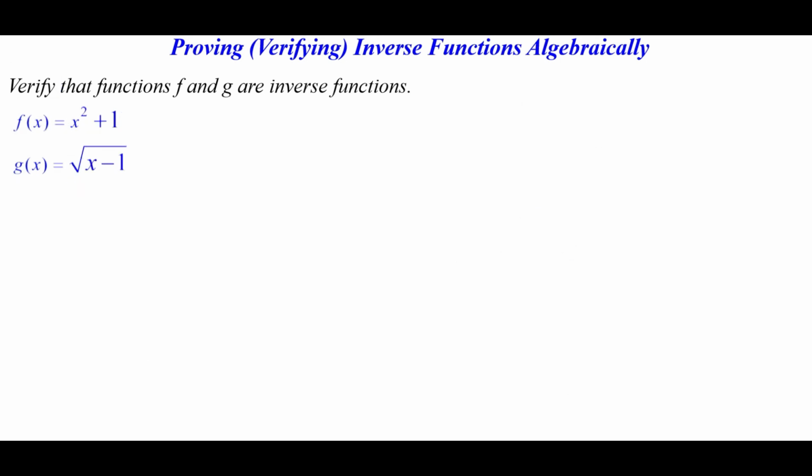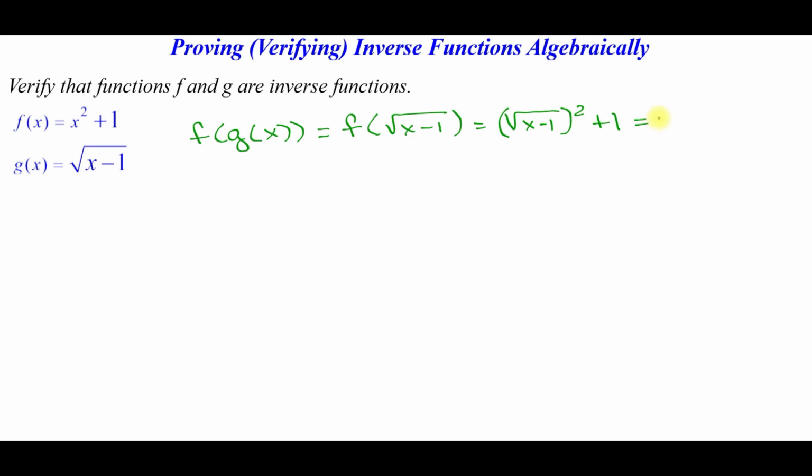One more example, we have f of x is x squared plus 1, and g of x is the square root of x minus 1. So we start with f of g of x, which gives us f of the square root of x minus 1, which gives us the square root of x minus 1, squared, plus 1. The square and the square root would cancel each other out, and we will get x minus 1 plus 1, which will give me x.